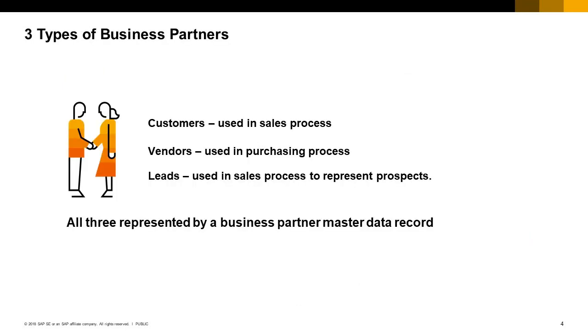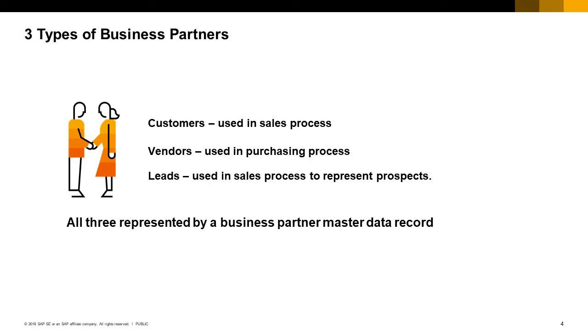There are three types of business partners used in purchasing and sales documents: customers, vendors, and leads. Leads are used in the sales process to represent sales prospects. Once a sale is made, you can convert a lead to a customer. Vendors are used in the purchasing process.